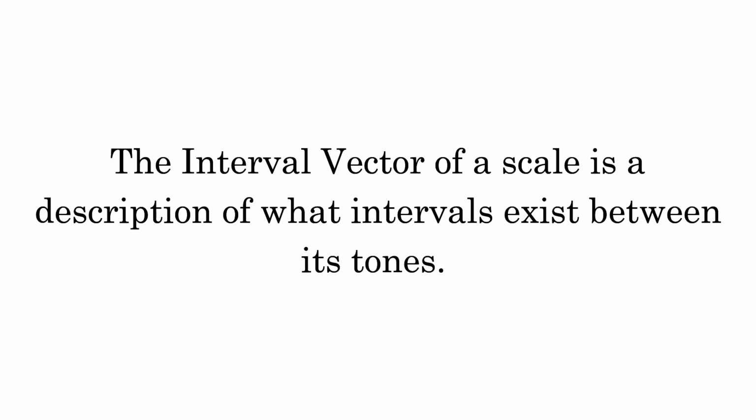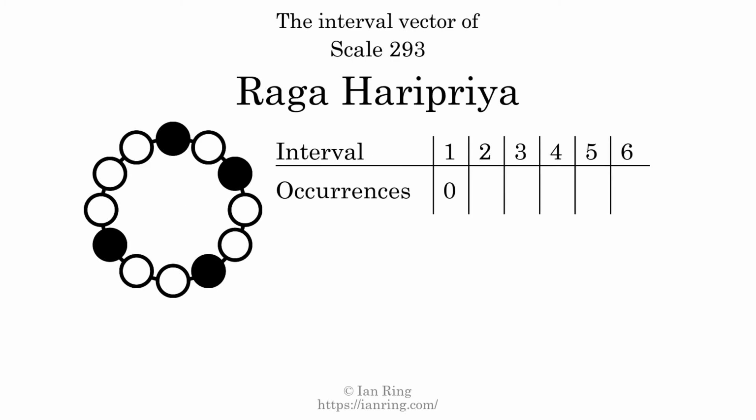The interval vector of a scale is a description of what intervals exist between its tones. There are no intervals with the size of 1 semitone. There is one interval with the size of 2 semitones. It is here. There are 2 intervals with the size of 3 semitones. They are here and here. There is one interval with the size of 4 semitones. It is here. There is one interval with the size of 5 semitones. It is here. There is one interval with the size of 6 semitones. It is here. Each interval does not appear in this scale a unique number of times, so this is not a deep scale.